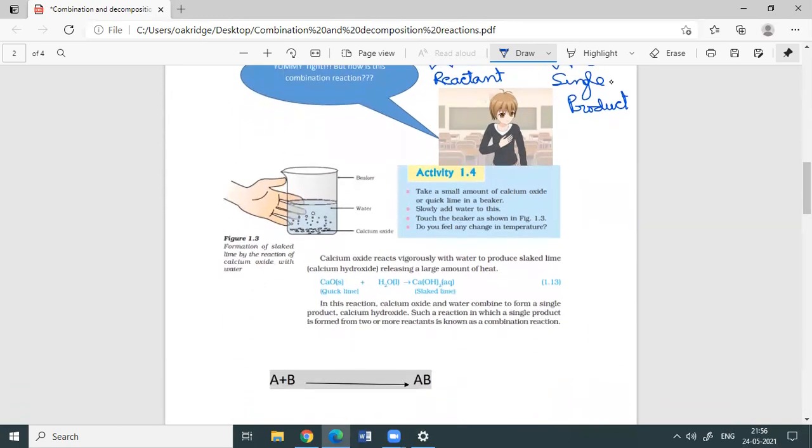Here in our textbook, we have an activity. This activity states that when we take quicklime, which is nothing but chuna in Hindi, and put it in water, you will see that the beaker or the test tube, whatever you're taking, becomes hot. And you will quickly see an aqueous solution form.